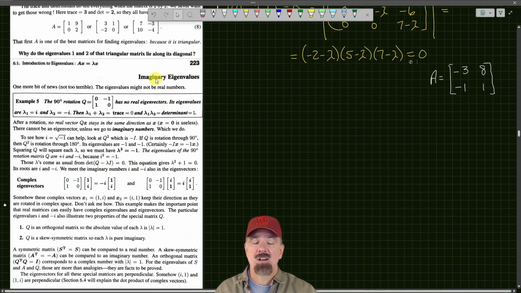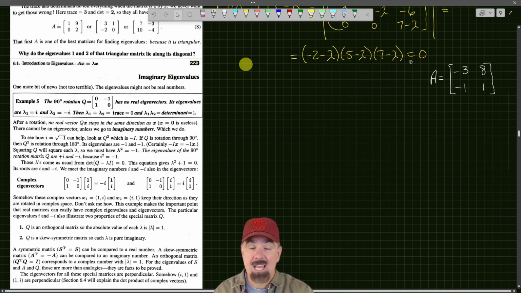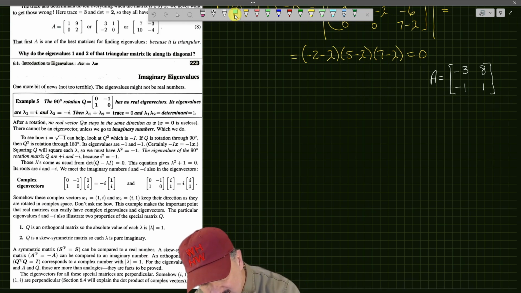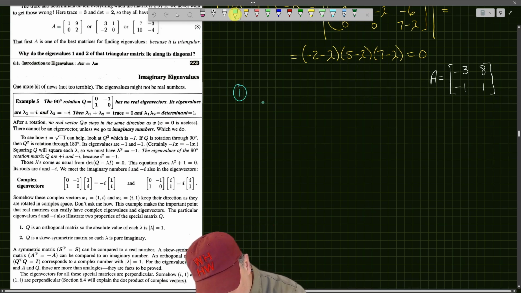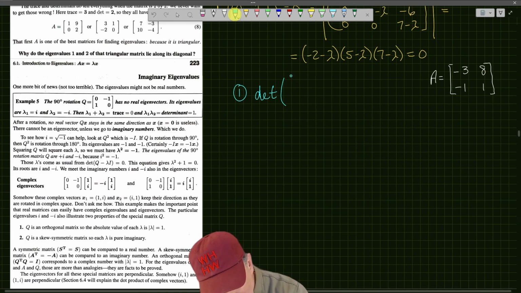Let's talk about imaginary eigenvalues and what this actually means. Great conversation here you want to read through. He talks about rotation matrices. What I'm going to do instead is look at a different example, this one here, and we're going to walk through the process again of finding the eigenvalues and the eigenvectors. So step 1, and now it'll be a little bit quicker, I want the determinant of A minus lambda I.